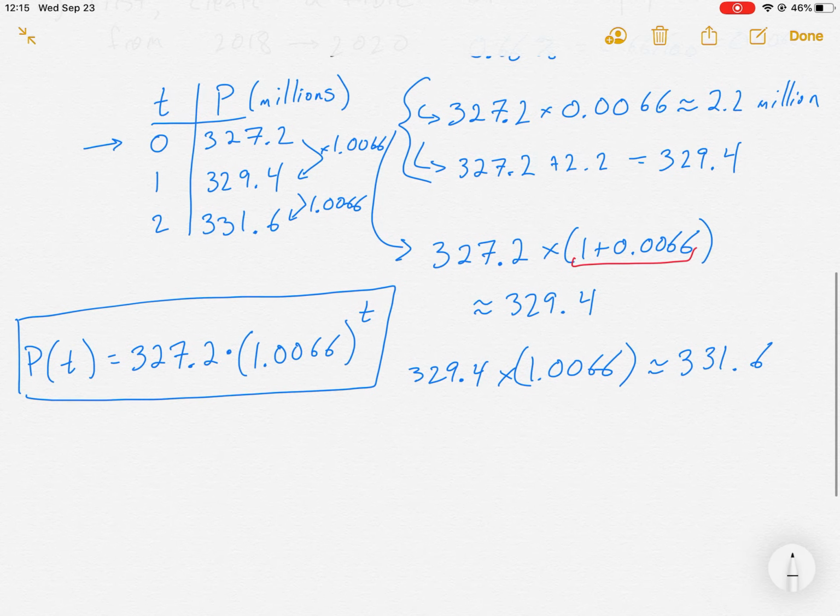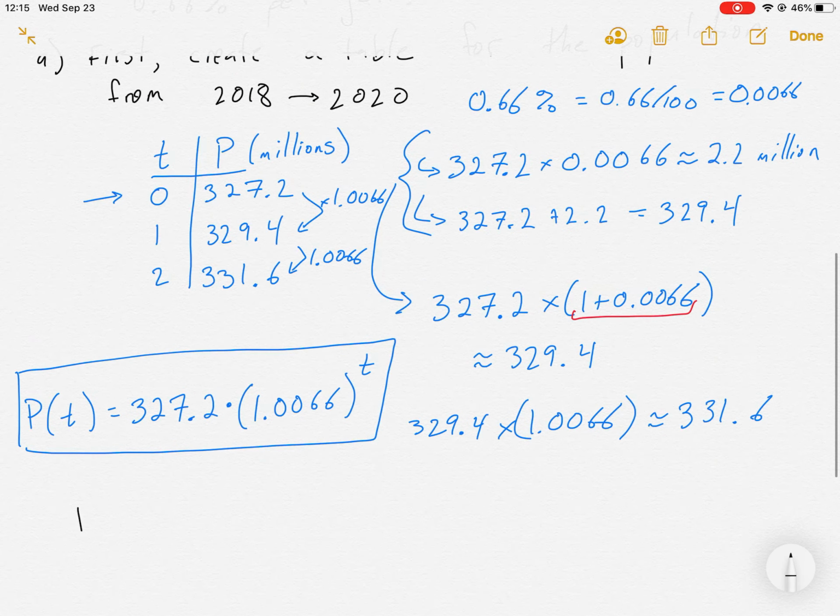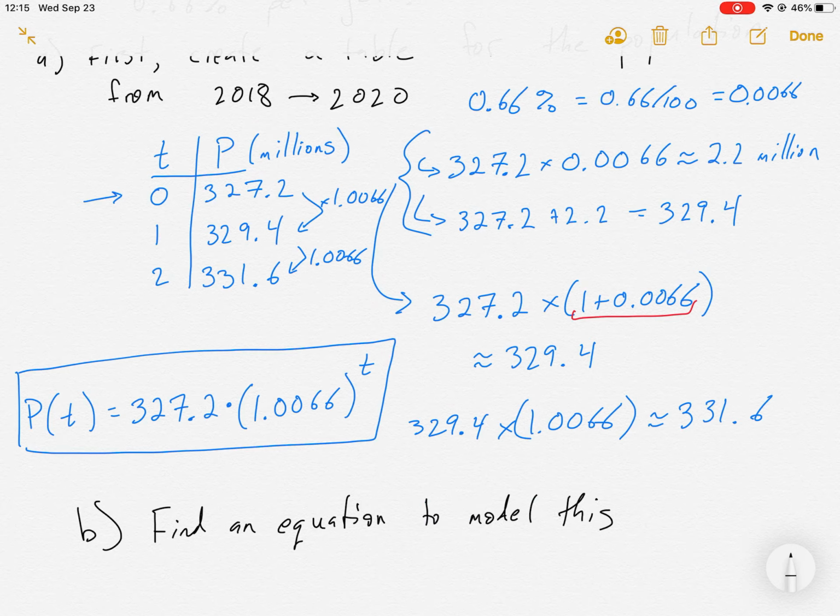So that would really be part B. I kind of skipped ahead. Part B would say find an equation to model this. And so I already did that up here, but there is your equation.